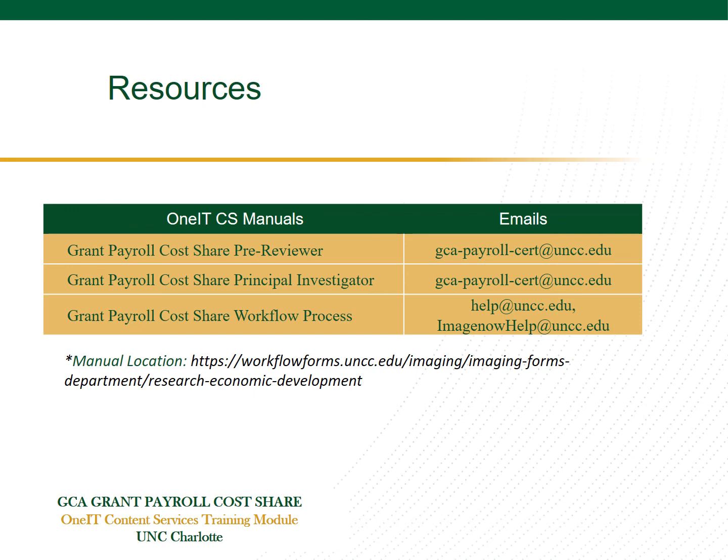In addition to that, your initial point of contact is GCA. Their email is gca-payroll-cert@uncc.edu. In addition, the client services email from the Help Center is help@uncc.edu, and the content services inbox, which is the imaging team, is imagenowhelp@uncc.edu.